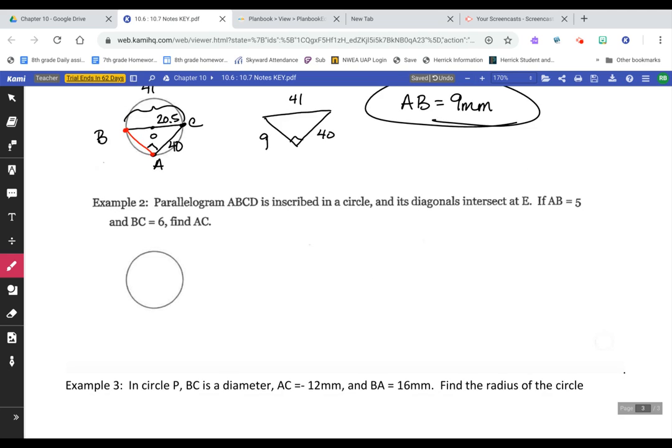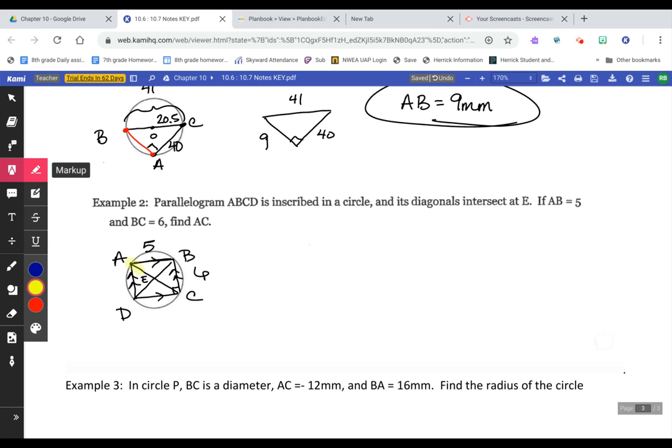For example 2, we have parallelogram ABCD inscribed in a circle. So let's draw a parallelogram. And if it's a parallelogram, well, if these two are parallel and it's inside, we know that we have a rectangle. So label with the letters A, B, C, D. It says that the diagonals intersect at point E. Then it tells us that AB is 5, BC is 6, and they want us to find AC.